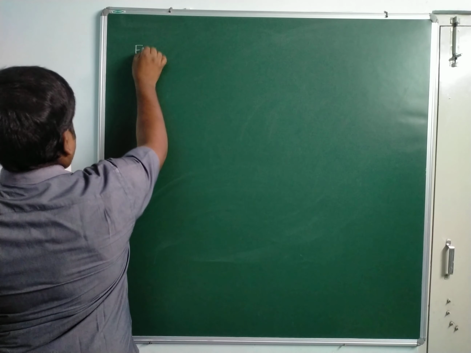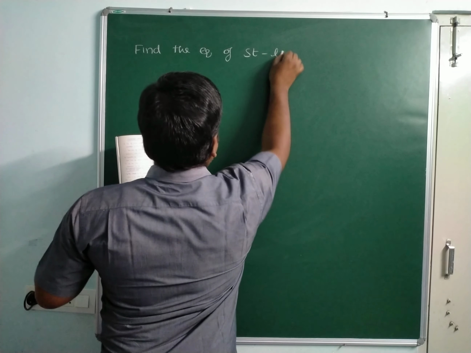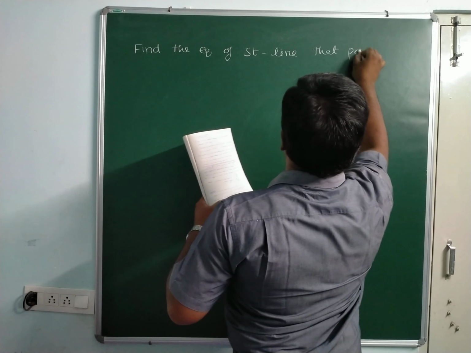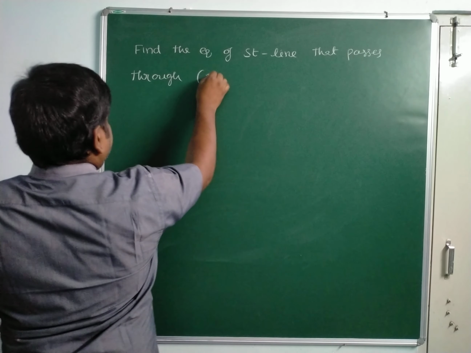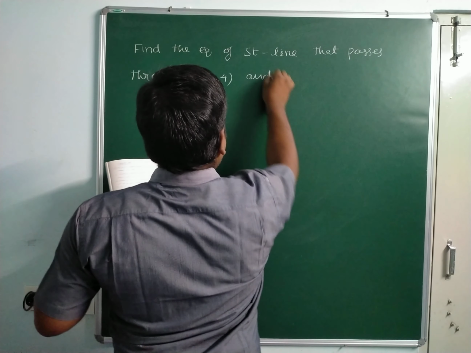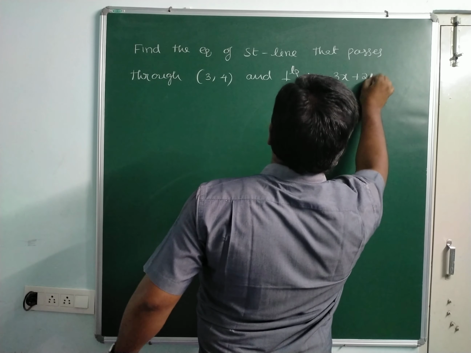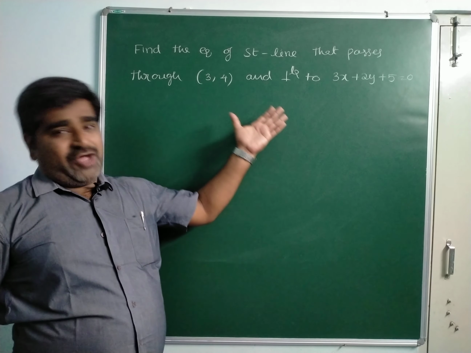Now a small question for you. Post your answer in the comment box. The question is like this: Find the equation of the straight line that passes through (3, 4) and is perpendicular to 3x plus 2y plus 5 equals 0. This question is for you. Post the answer in the comment box.